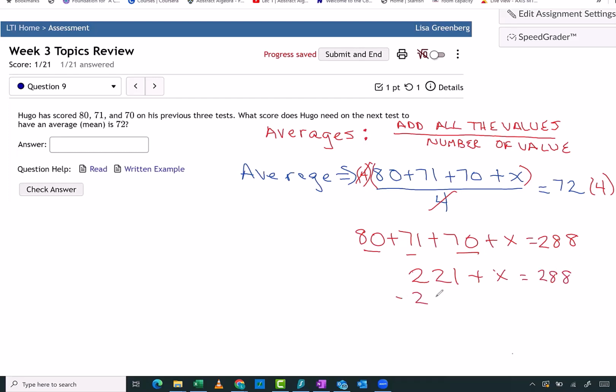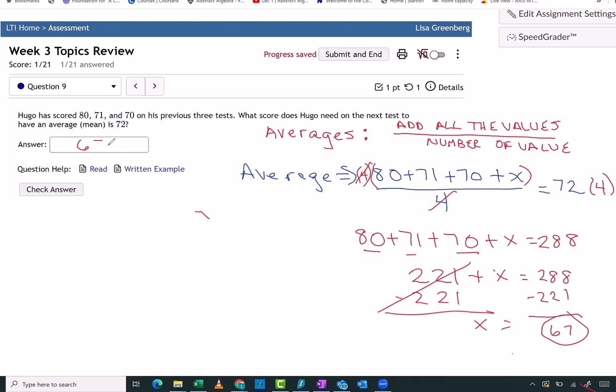Same as always, isolate my X, and I get X equals 67. My answer here is 67.